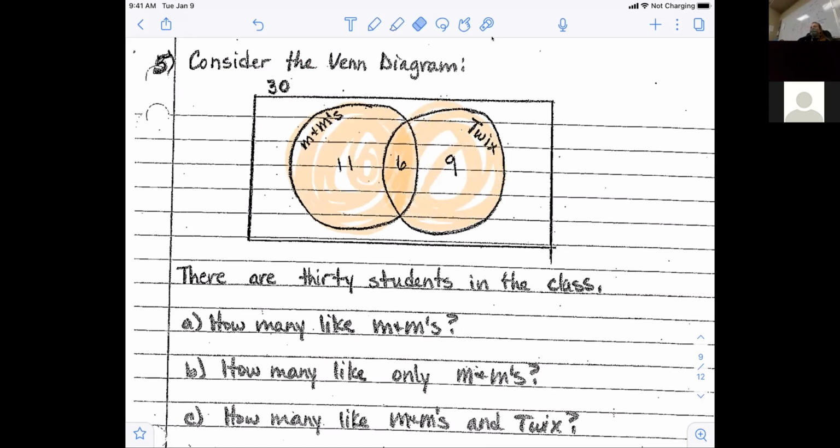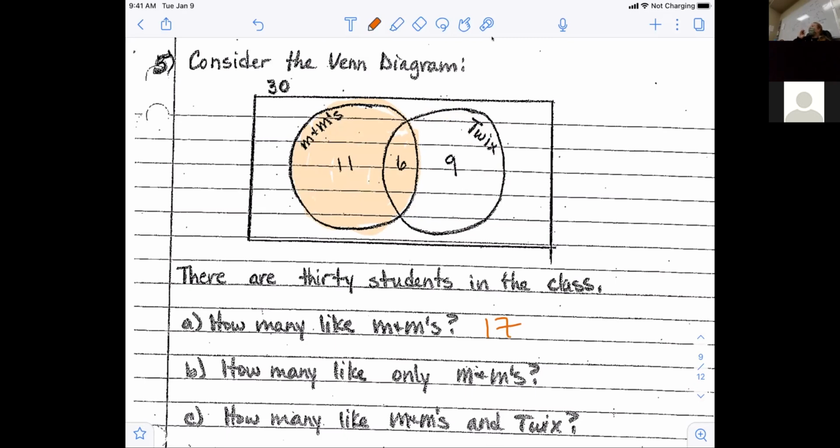Let's just start answering questions, and that will start leading me to what the parts of this Venn diagram are. How many students like M&Ms? Why is it 17 and not just 11? What do those 6 in the middle represent? They're like both. So if I just say who likes M&Ms, and if you like both M&Ms and Twix, you'd still raise your hand if I said who likes M&Ms. So that's 17.